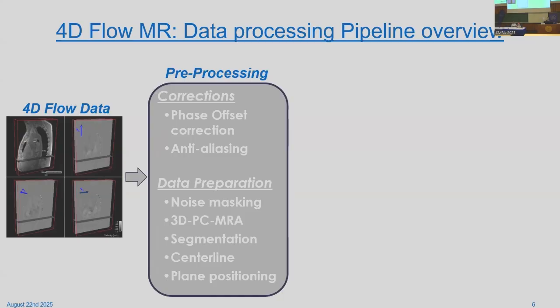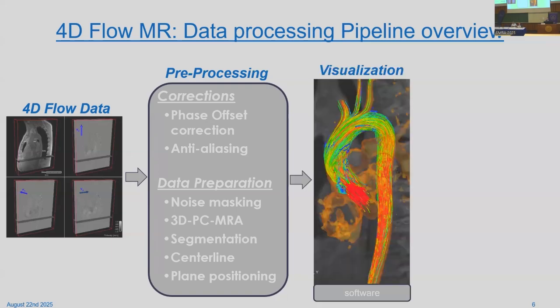Sometimes, depending on what you want to analyze, you take the segmentation to do a volumetric approach to find a peak velocity, or you use a center line approach to position analysis planes along your center line to get all the quantitative numbers that you want to get out.